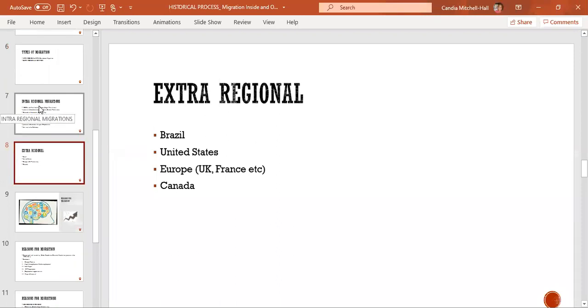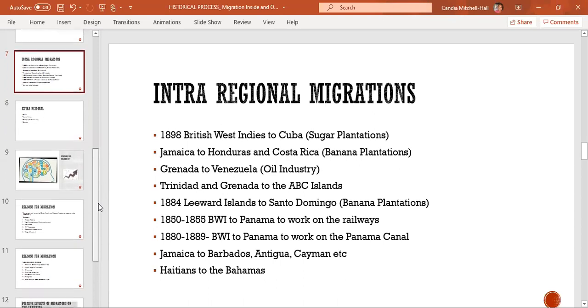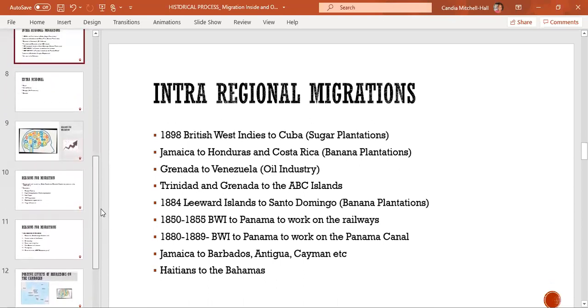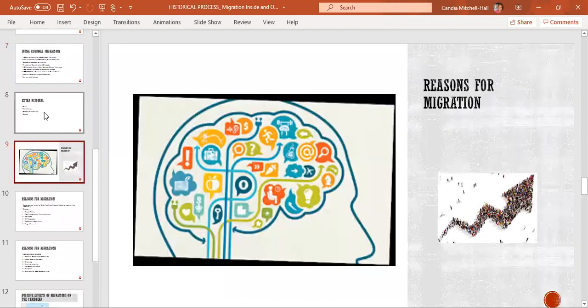But there's one thing I need to point out here, ladies, about inter-regional migration. You would have seen that I mentioned countries like Venezuela that we really don't consider part of the Caribbean, and places like Panama, Costa Rica and Honduras. But for this part of the syllabus, we are going to consider them part of our region, only when it comes to migration, because that's how migration scholars would have put them as part of the Caribbean, right?